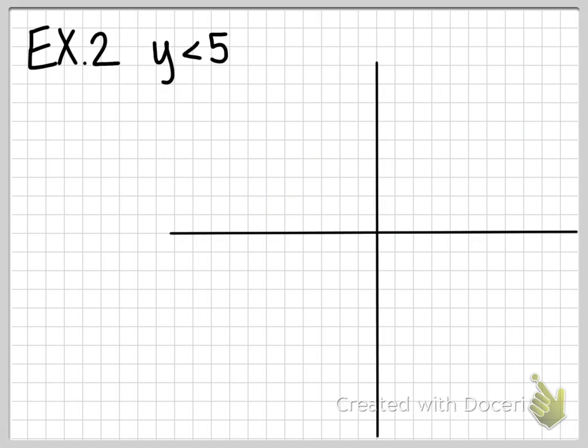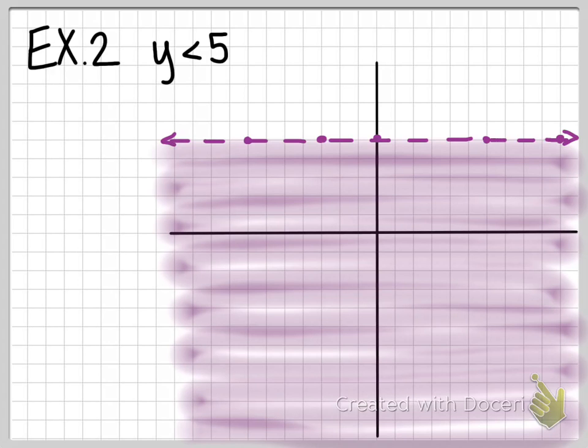Okay, number 2, I have y is less than 5. Notice there's no x in this equation, so this is going to be a horizontal line through 5 on the y-axis. That means it doesn't matter what the x value is, the y value is always 5. So I just put a bunch of points up here where the y value is 5. Because this is less than, it needs to be a dashed line because it's not equal to. And since it's less than, anything less than 5 would be included in this solution, so I would shade below the line for y less than 5.